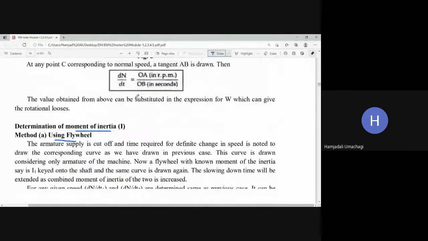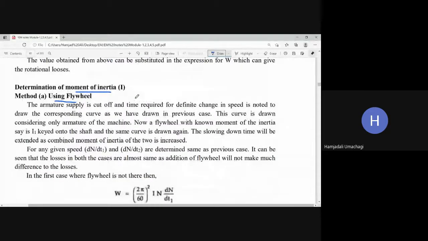Okay. Then let us see the logic here. Now a flywheel with known moment of inertia, say I1, is keyed onto the shaft and the same curve is drawn again. Then what happens? Let us see. The slowing down time will be extended as the combined moment of inertia of the two is increased.